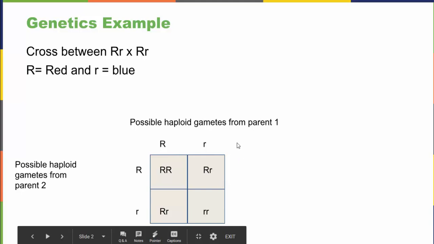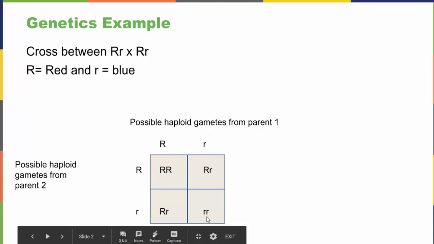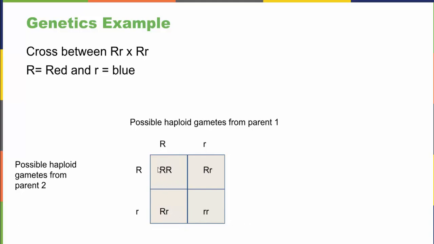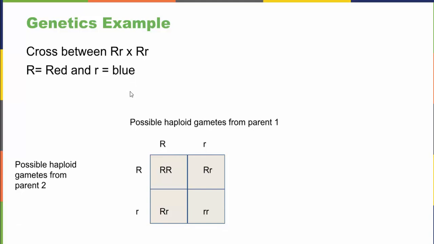Then we'd have to think about, okay, that's the genotypes, so that's easy, you just read it right off the square. Now you have to think about phenotypes. What would the actual coloring be of each of these? If they're homozygous and they only have one recipe, that's the color. So big R is going to be red because big R corresponded to red. Little r is going to be blue because little r corresponded to blue.